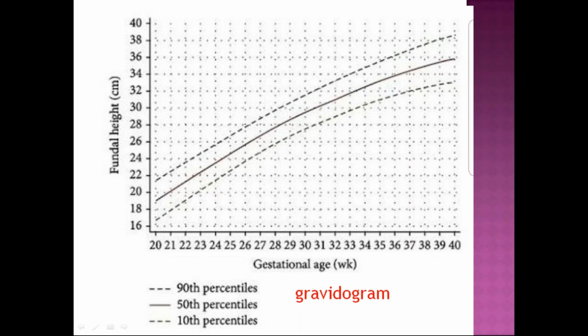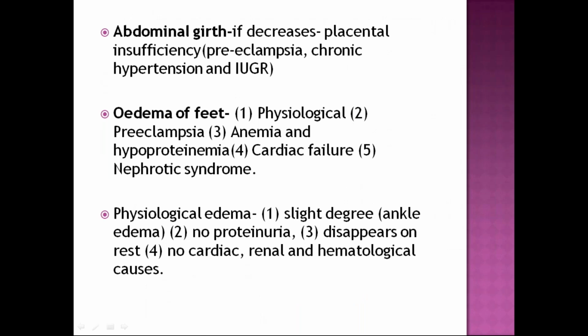During the antenatal visit, check abdominal girth. If it is increased, maybe that is abnormal placentation or chronic hypertension, IUGR, all these things. If the baby is not growing, then we'll see a decreased abdominal girth.